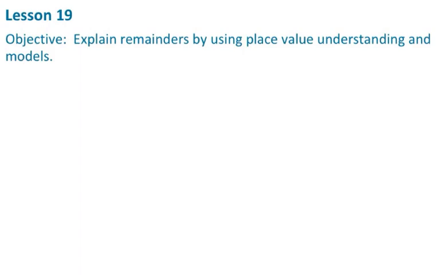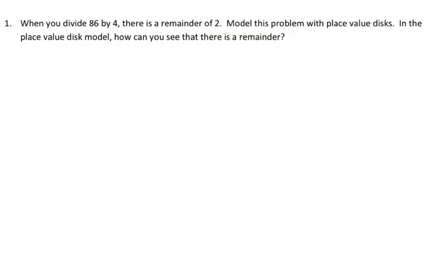This is grade 4, module 3, lesson 19, and the objective in this lesson is to explain remainders by using place value understanding and models. So we're going to look at homework problem number 1 to start, and that reads, when you divide 86 by 4, there is a remainder of 2. Model this problem with place value disks. In the place value disk model, how can you see that there is a remainder?